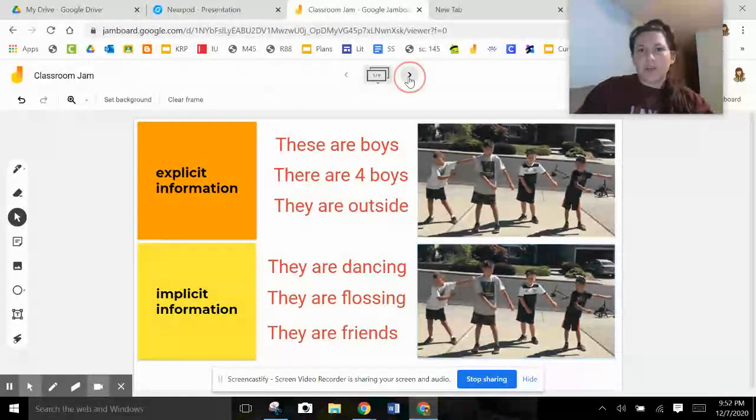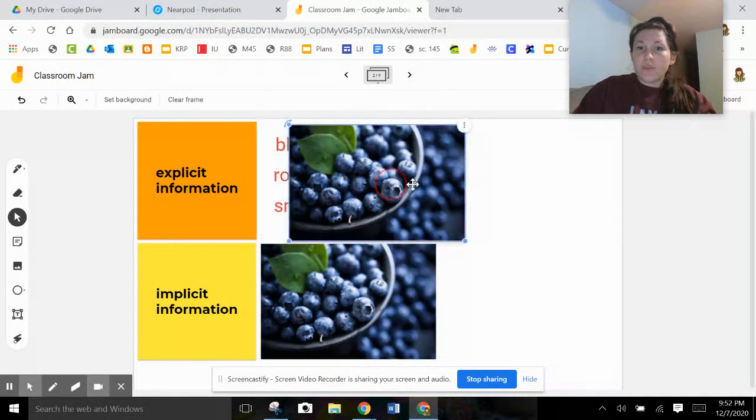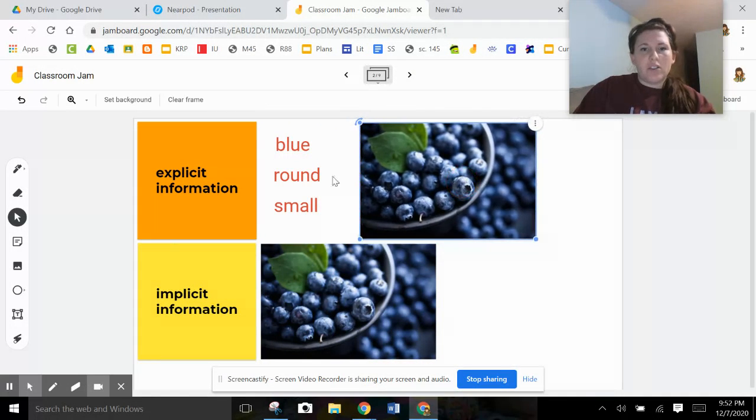So I got another example for you. So this is a picture of blueberries. And from this picture, the easy to find information is that they're blue, they're round, and they're small. That's what you can definitely tell from a blueberry. But the implicit information about these blueberries, you have to have experience with blueberries. You have to be smart. You have to have some knowledge in your brain to be able to tell me implicit information about blueberries.